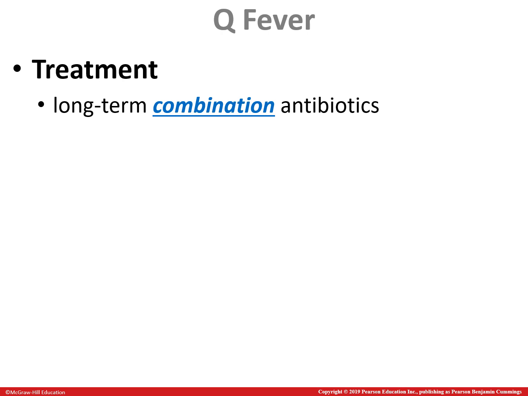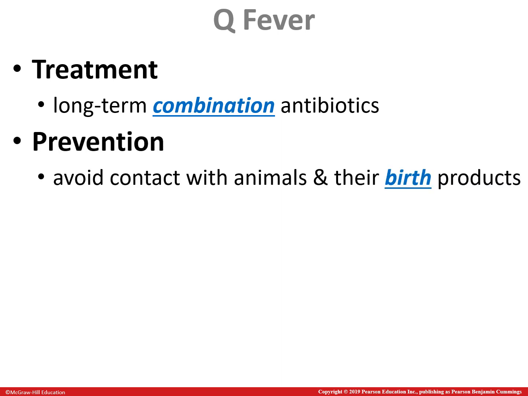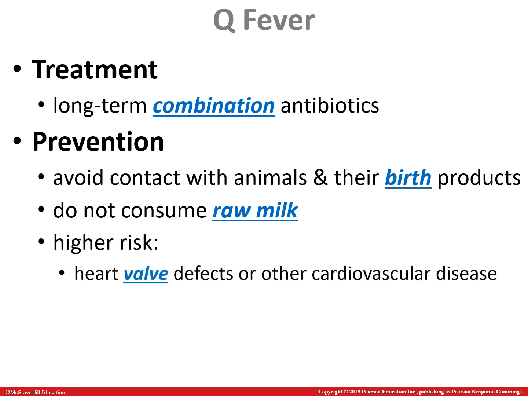So getting proper diagnosis is really important and typically requires a combination of antibiotics long term to prevent it from becoming that chronic infection in some individuals. So again, prevention is just avoiding contact with animals and their birth products, or taking caution when you have to be in contact. Because it can be transmitted through dairy products, pasteurization again has really reduced the amount of transmission, but avoid consuming raw milk.